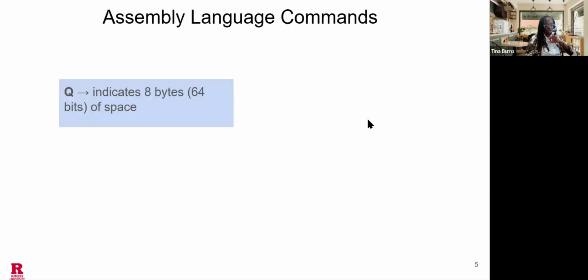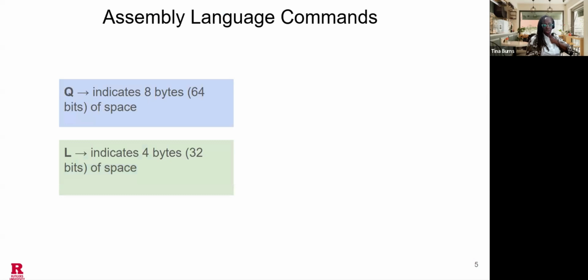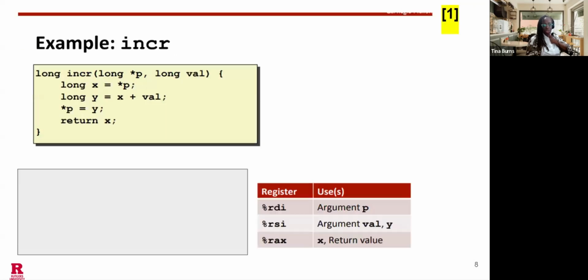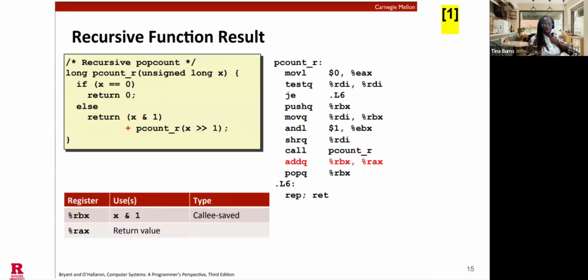All right, we went over this briefly already, where you have your different bytes and what that means in terms of space. Q versus L, 8 bytes versus 4 bytes. And then these are some sample commands for that. All right, so we went through that.